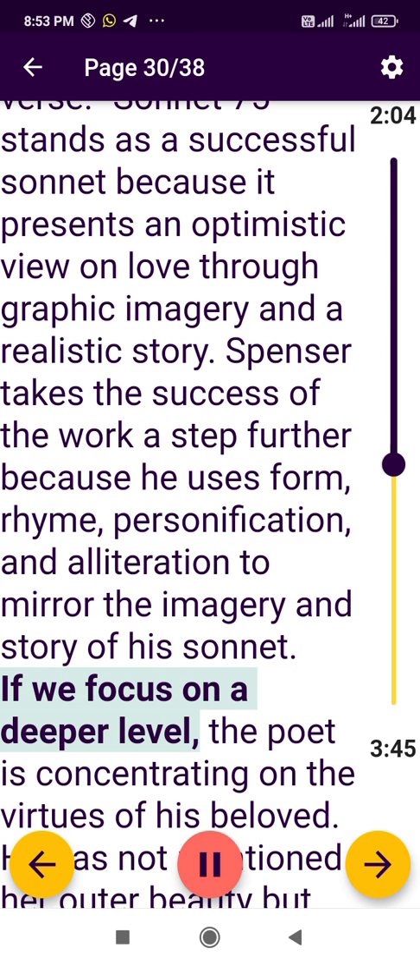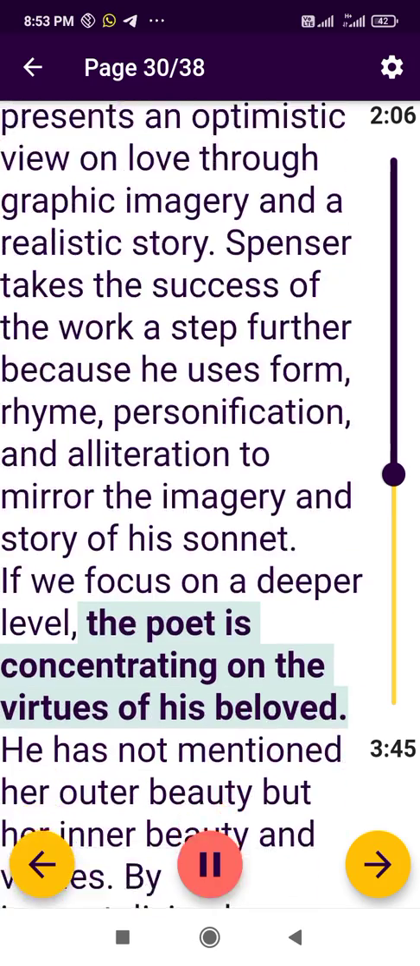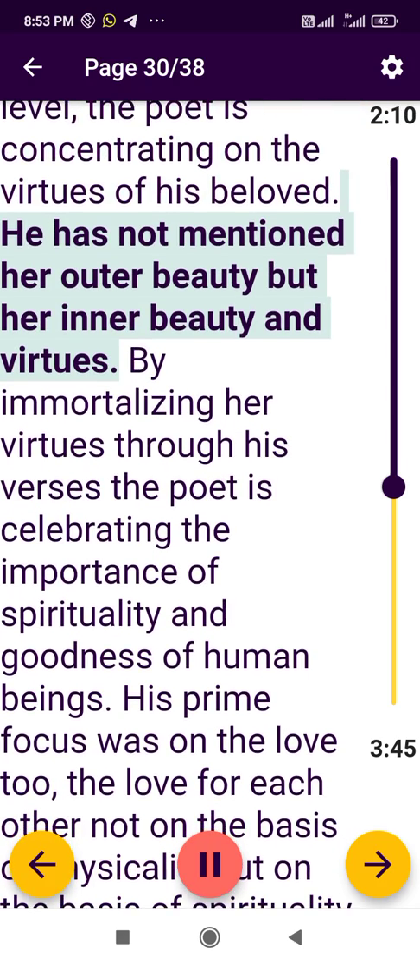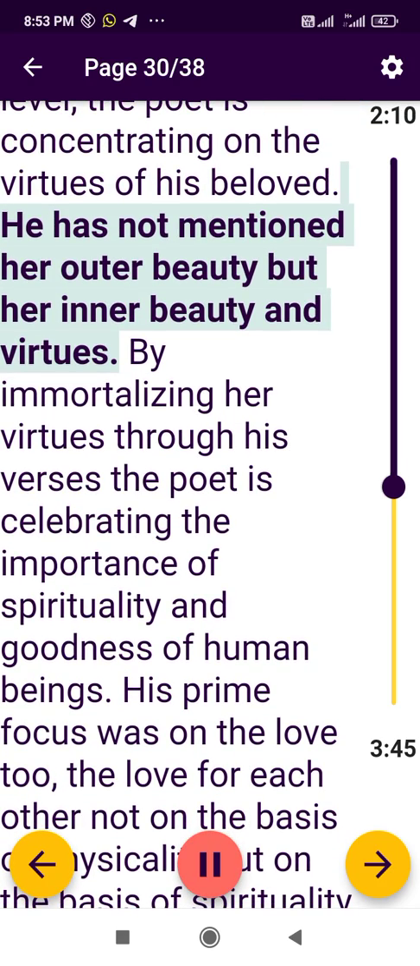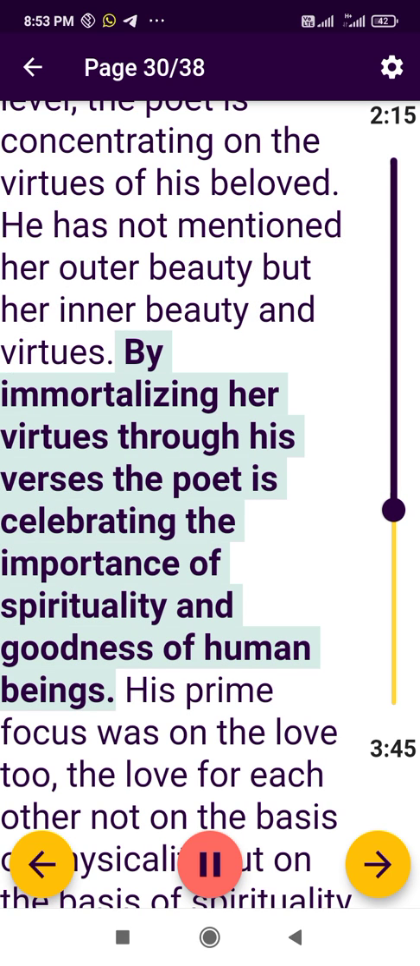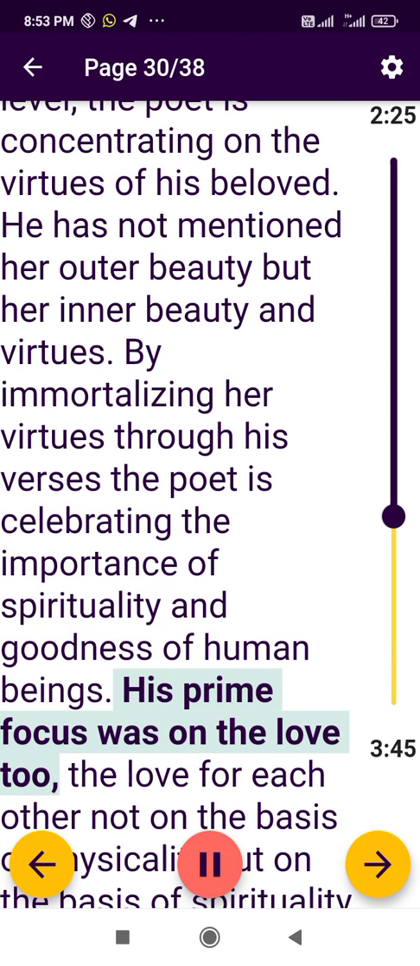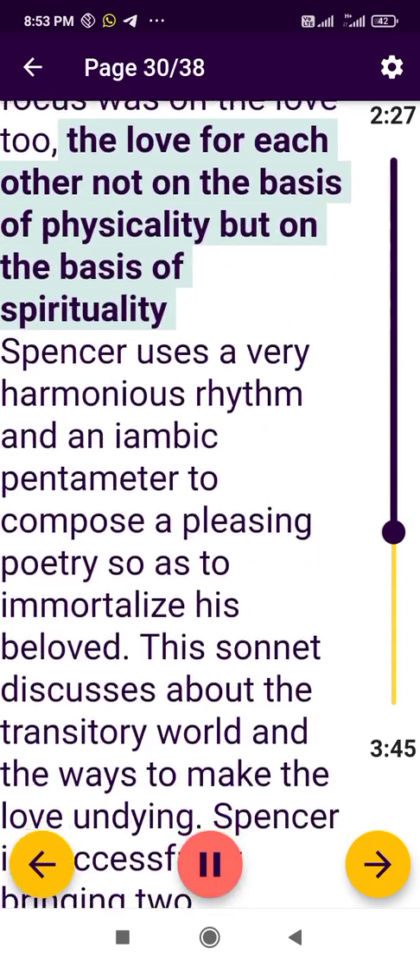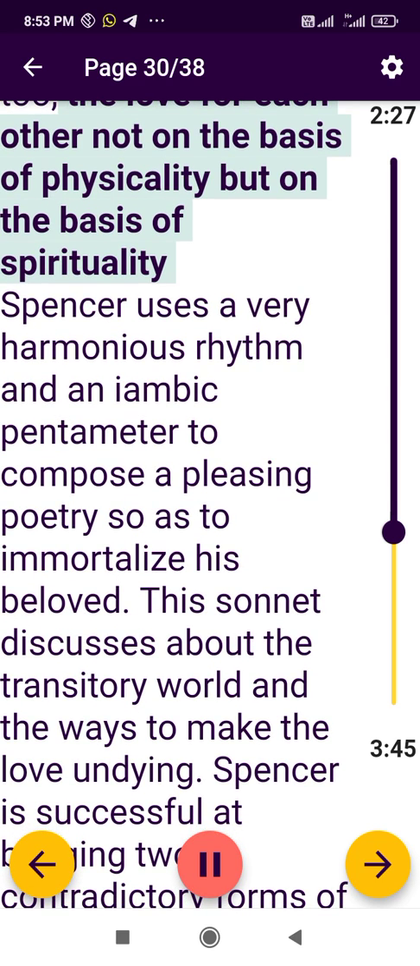If we focus on a deeper level, the poet is concentrating on the virtues of his beloved. He has not mentioned her outer beauty, but her inner beauty and virtues. By immortalizing her virtues through his verses, the poet is celebrating the importance of spirituality and goodness of human beings. His prime focus was on the love too, the love for each other, not on the basis of physicality, but on the basis of spirituality.